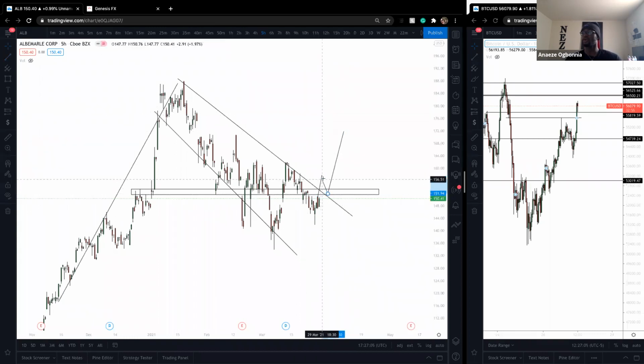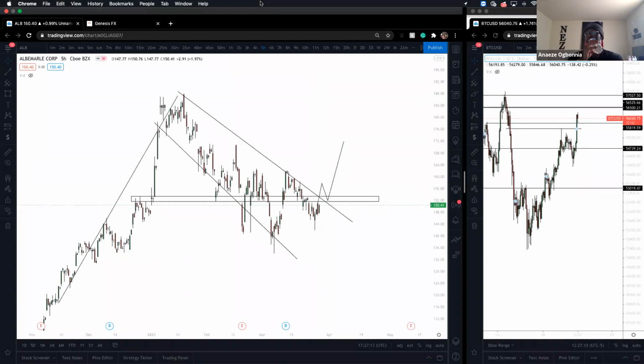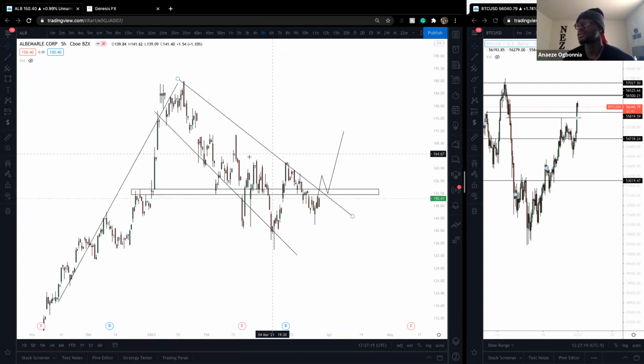But you want to get a far expiration date for this one. But this would be for ALB. Looks bullish as well. It's not necessarily bullish, but we'll call it bullish. I don't care.